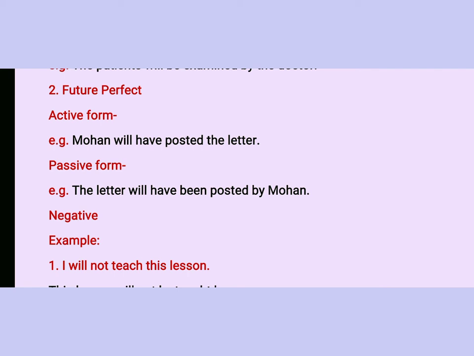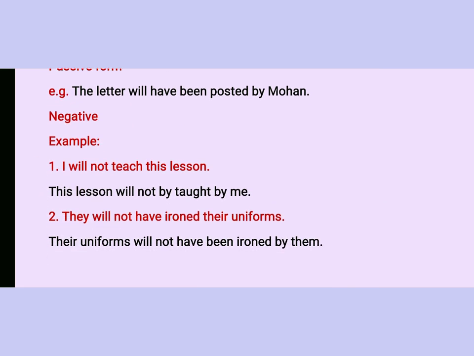When I saw this sentence, I identified that this is future perfect, right? So to write it in passive form, first of all I write my object as a subject. So that would be the letter, then will have been posted by Mohan. Because if the sentence is will have, then we have to add will have been, shall have been. Okay.